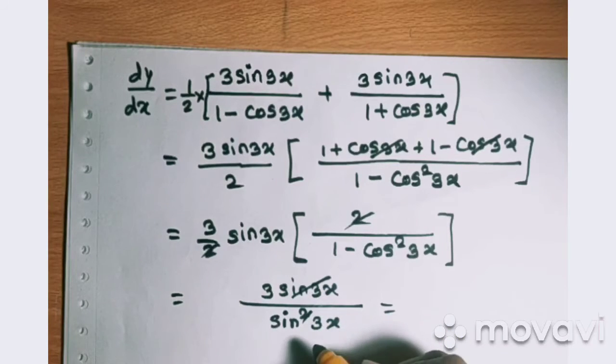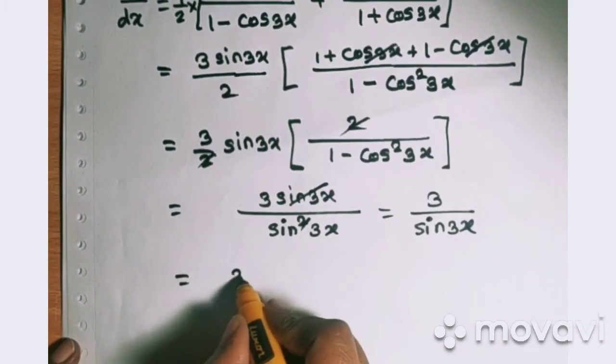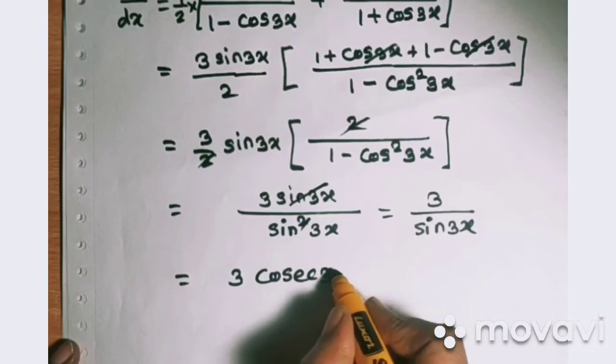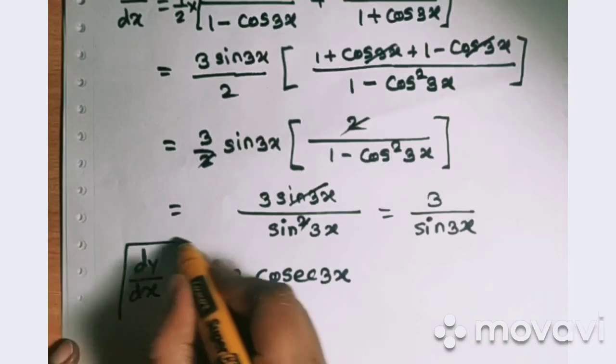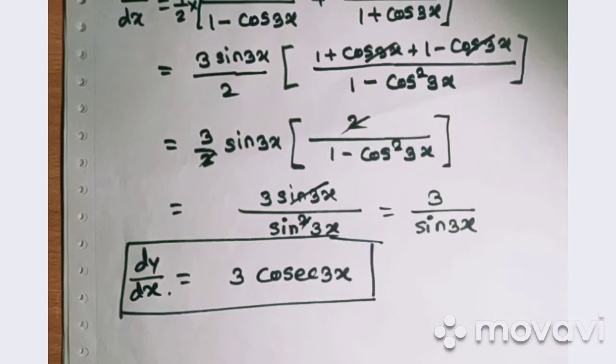That gets cancelled, 1 upon sin a, that is equal to 3 by sine of 3x. It becomes 1 upon sine, which means cosec of x, that is equal to 3, keep as it is, and 1 upon sine means it becomes cosec of 3x. Students, you simplify it. Simplifying all the terms, we get 3 by sine of 3x becomes 3 into cosec of 3x. It is the answer of the question.